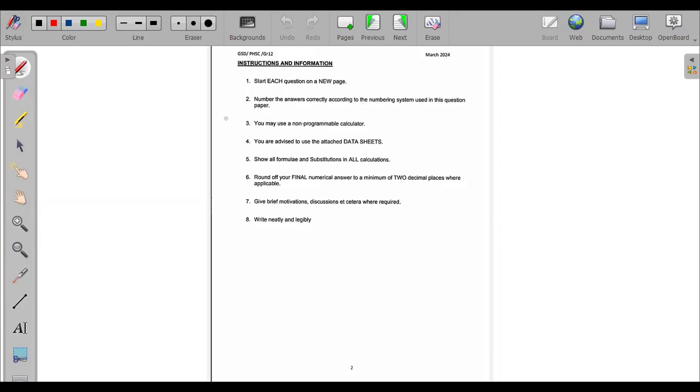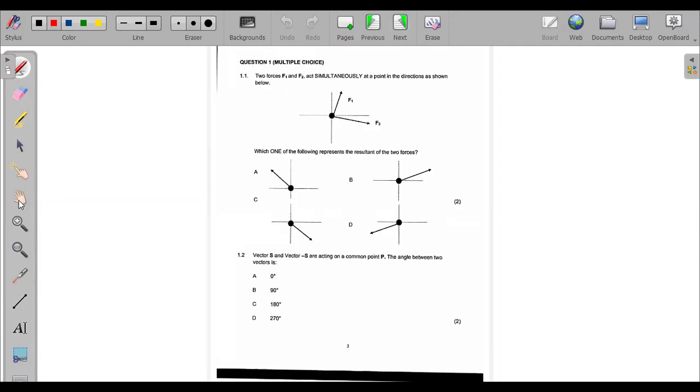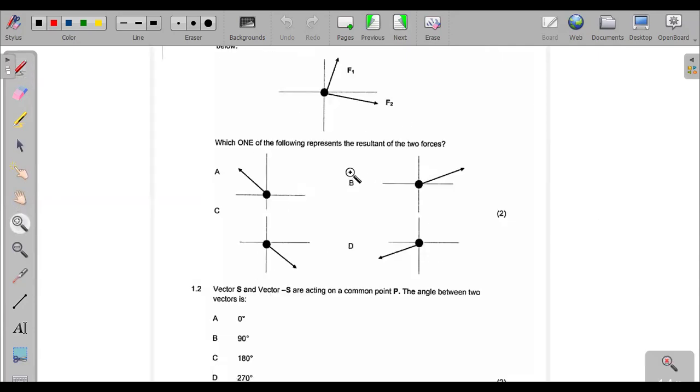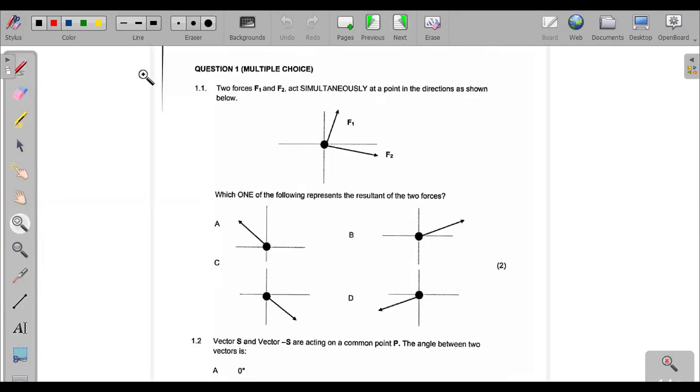Without much further ado, I'm going straight into the questions. I will skip the instructions for the sake of time, but I do advise that when you are in the exam, you go through them to understand them. So I will start at question number one, multiple choice questions.